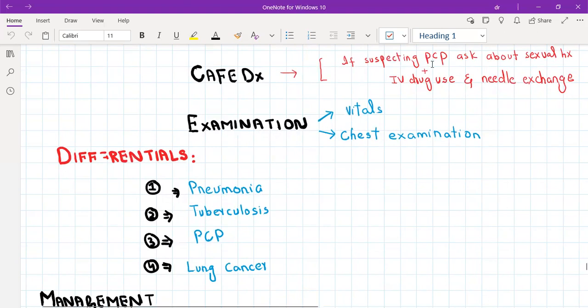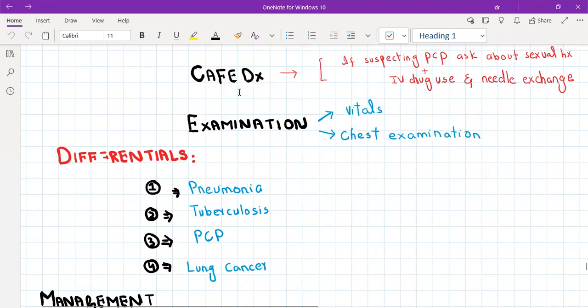But that explanation you should do in the management part, not during history taking. In history taking you should just ask about IV drug use and needle sharing. After completing your history, you should verbalize any ideas, concerns, and expectations.